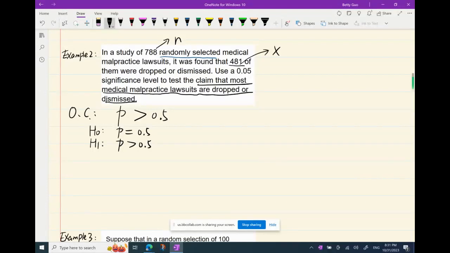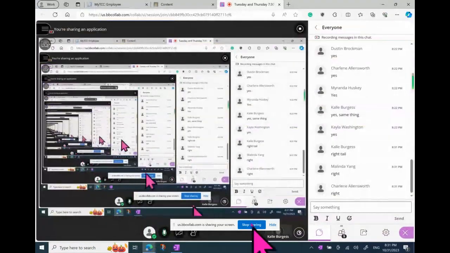Left tail, right tail, two-tailed. What type of tailed is this? Guys? Hello? Right tail, perfect. Thank you. Right tail test.